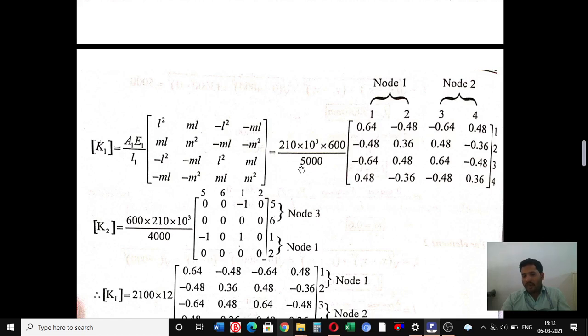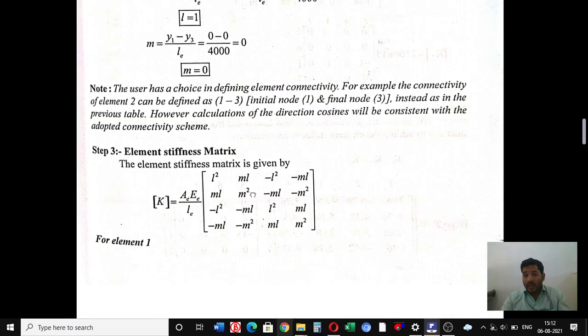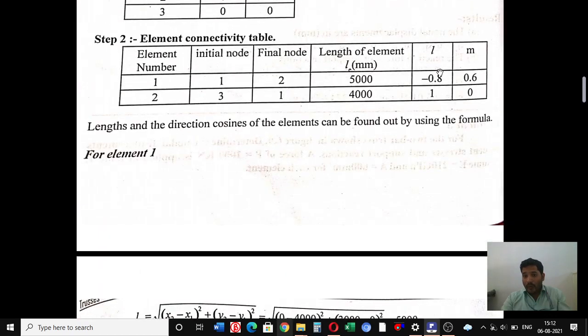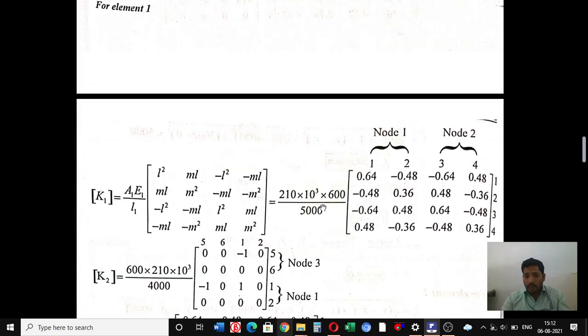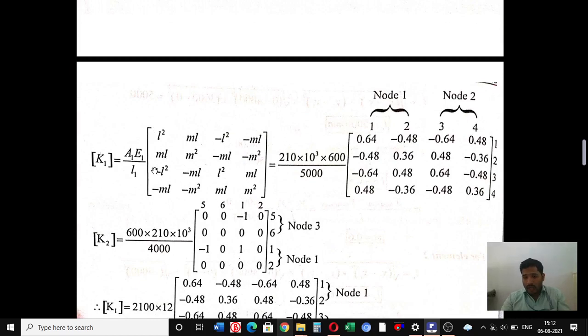The length of the first element we got as 5000. So substitute this value. Which value here? Remember this value. L equal to how much? Minus 0.8, M is equal to 0.6. We need to substitute in the above matrix. If you substitute here, then you will get this matrix.